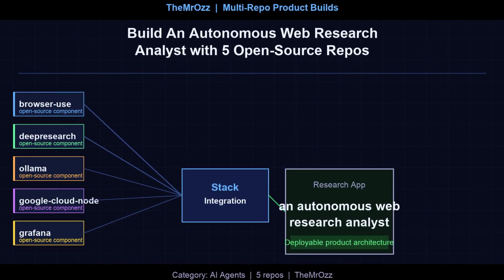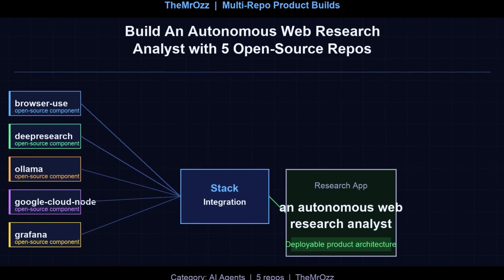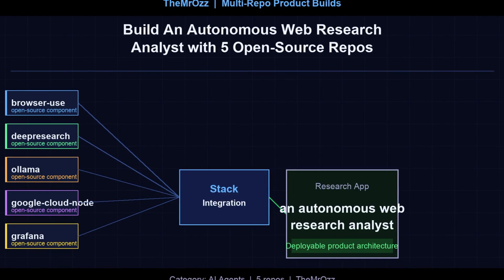Ollama provides the local inference layer. All language model calls, browser navigation instructions, content extraction, synthesis, and report generation run through Ollama on the team's hardware. This means research content never leaves the team's infrastructure, which matters for competitive intelligence research, where the queries themselves reveal strategic priorities. The Google Cloud Node SDK provides cloud storage for research outputs.